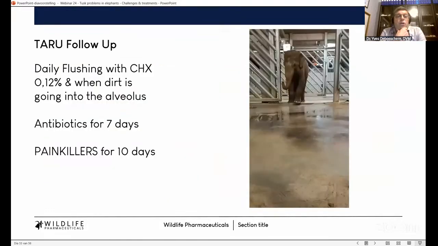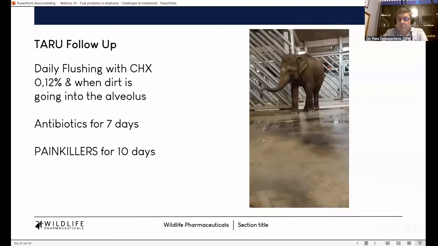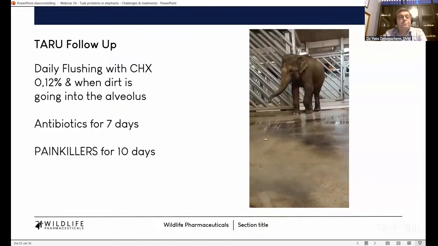So the follow-up for Taru was flushing with chlorhexidine the following dose into the alveolus, antibiotic for 7 days and painkillers for 10 days. And this is Taru now doing well with just one tusk.